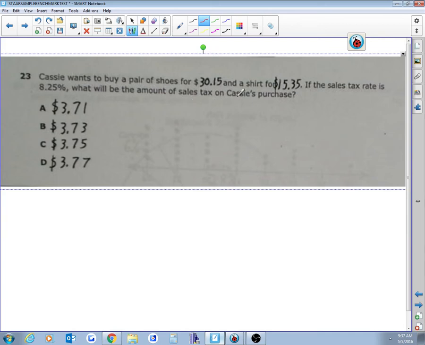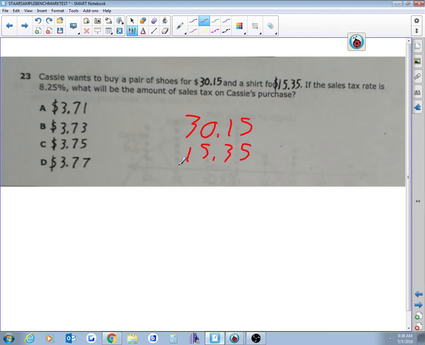Okay, number 23. Cassie wants to buy a pair of shoes for $30.15 and a shirt for $15.35. So we want the sales tax. The sales tax rate is 8.25%. That's what it is here in Texas. What will be the amount of sales tax on Cassie's purchase? So we're just looking for the sales tax. We're not looking for the price after sales tax. We're just looking for the tax.